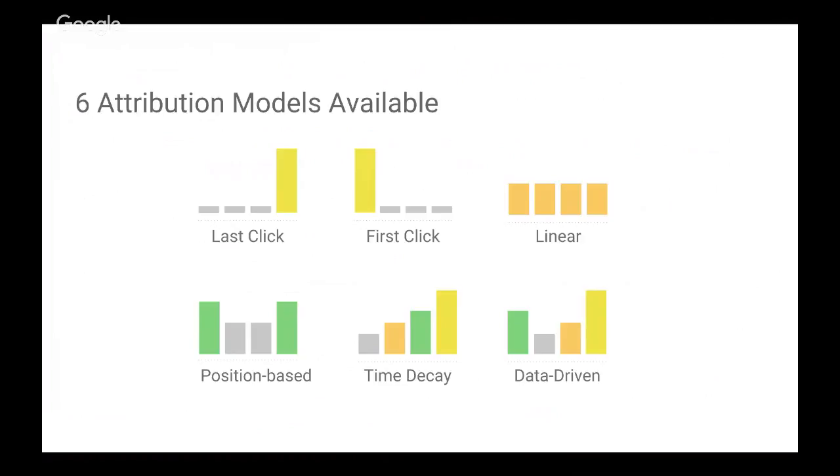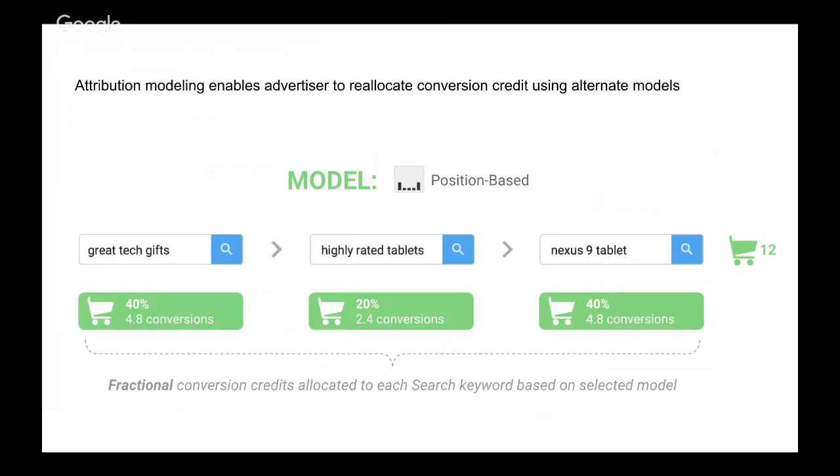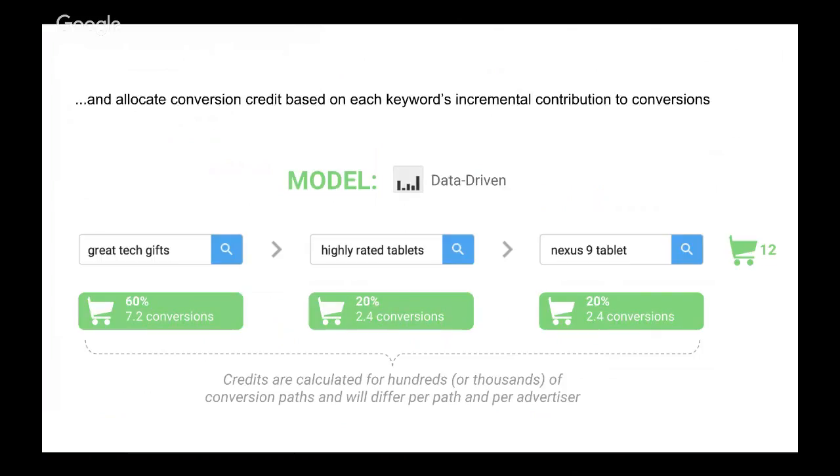So we want to introduce our data-driven model. This is actually based on machine learning, so we will not arbitrarily give credit to any of the touch points. We will be calculating the click-through rate, conversion rate, and all the other audience signals, and decide which touch point should get the highest weightage. In this case, it could be the first touch point, based on our click-through rate, conversion rate, and audience signals, that we think should get the highest weightage.